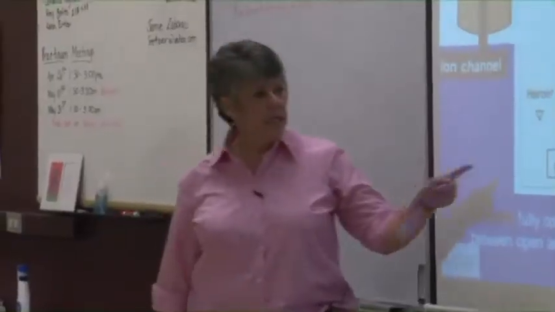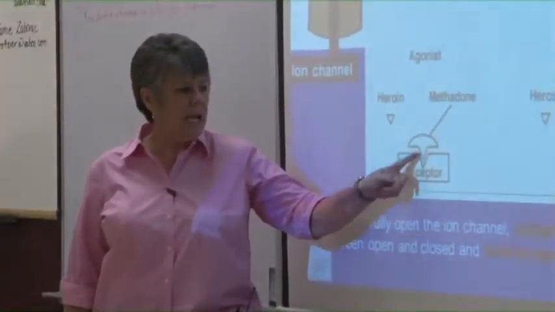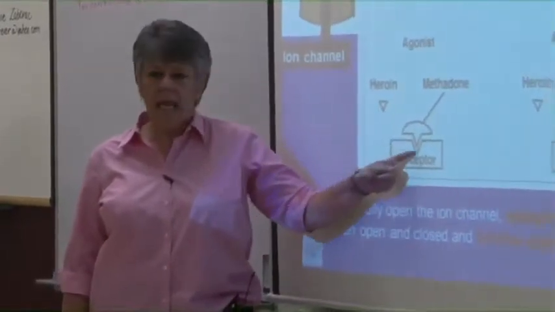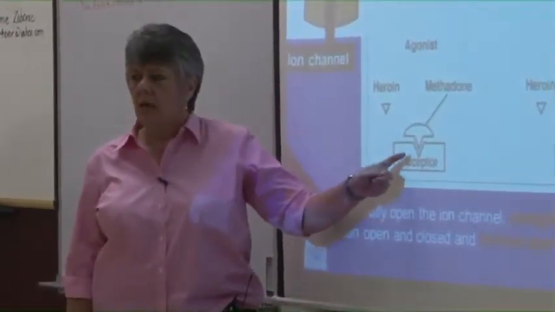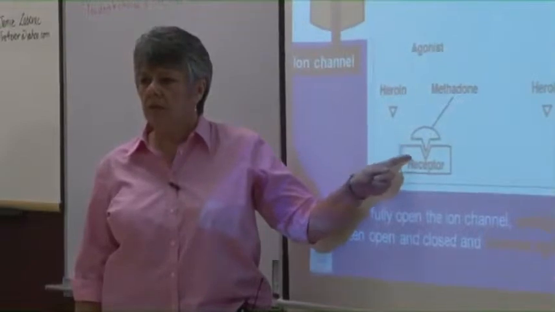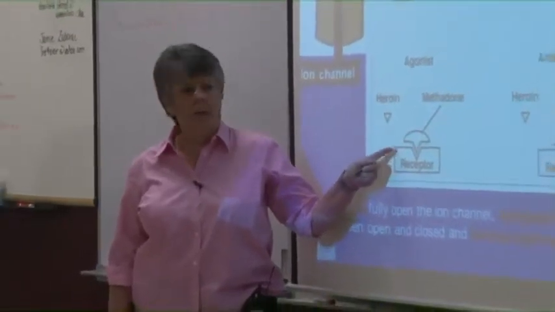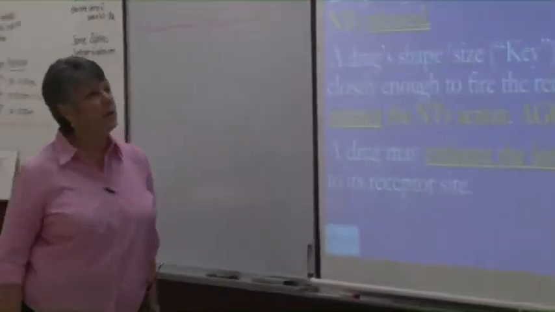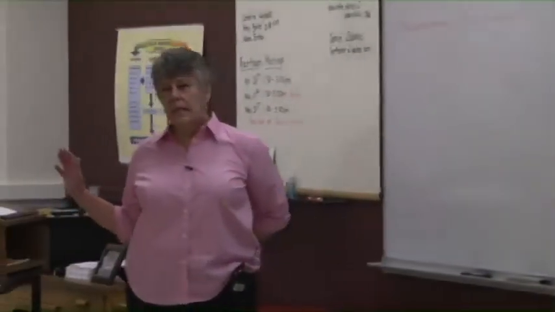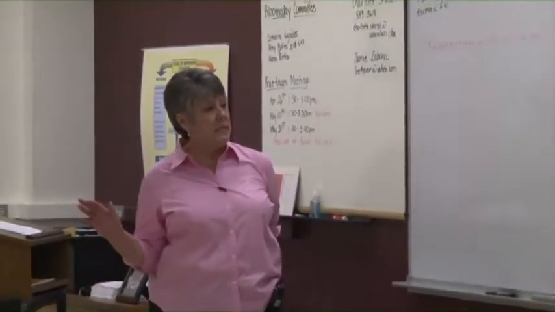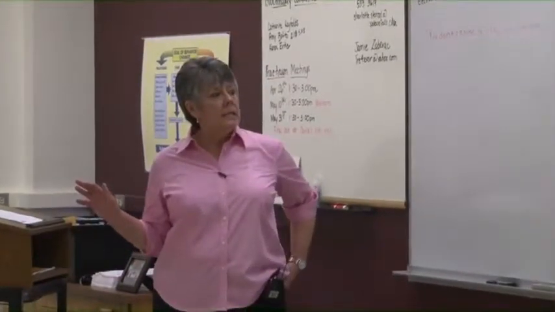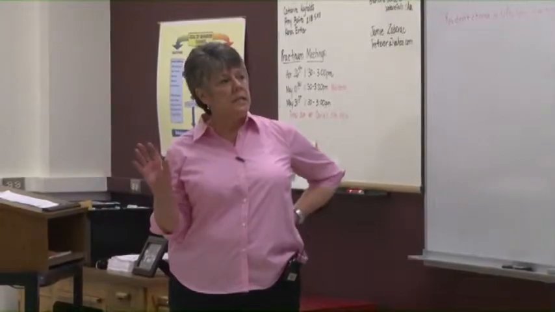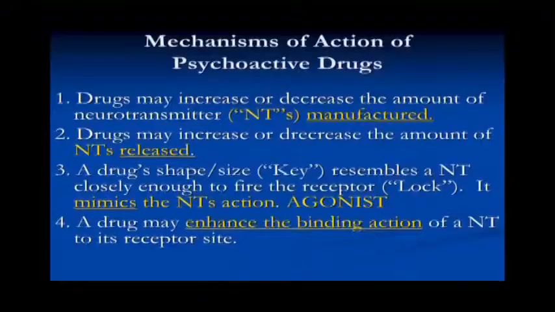So here's again that picture you've seen before. Here's an agonist. Methadone is an agonist. Heroin is an agonist. They're both agonists for the natural endorphins that are in the brain. An antagonist is a blocker. All right, let's go on. Now, this is going to be our last little bit. So let's kind of hang through this, and then I'll take questions at the end.